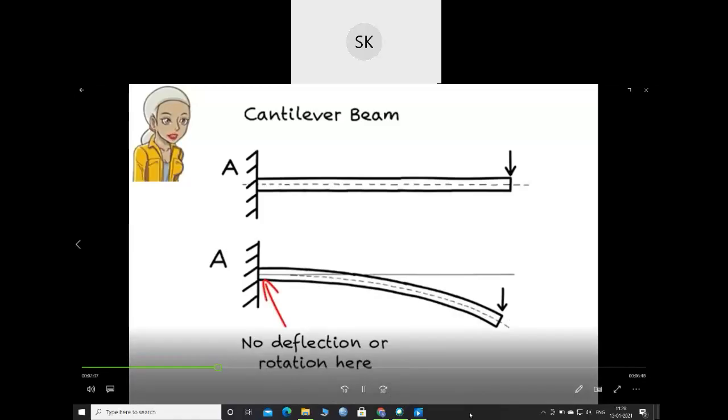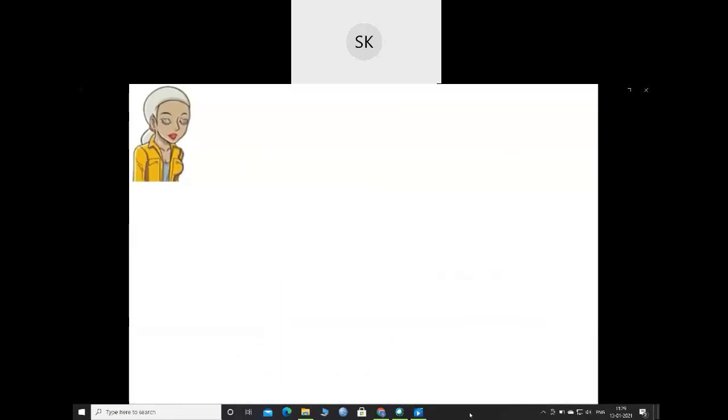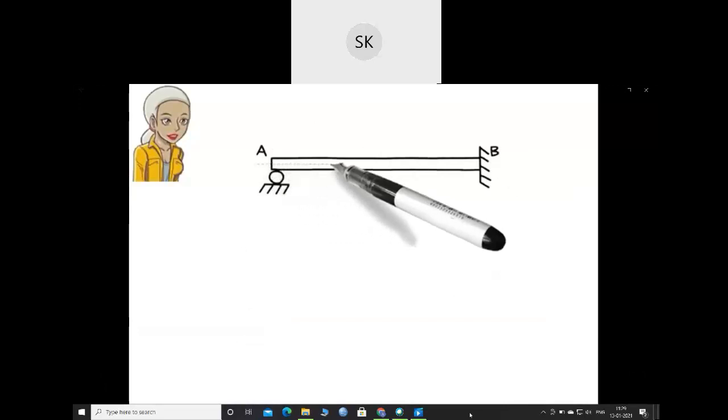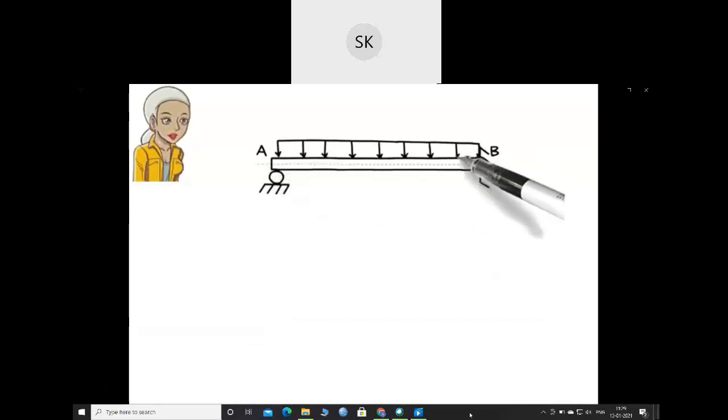Here is another example. The beam rests on a roller support at the left end and is fixed at the right end. How should we draw the deformed shape of the beam?